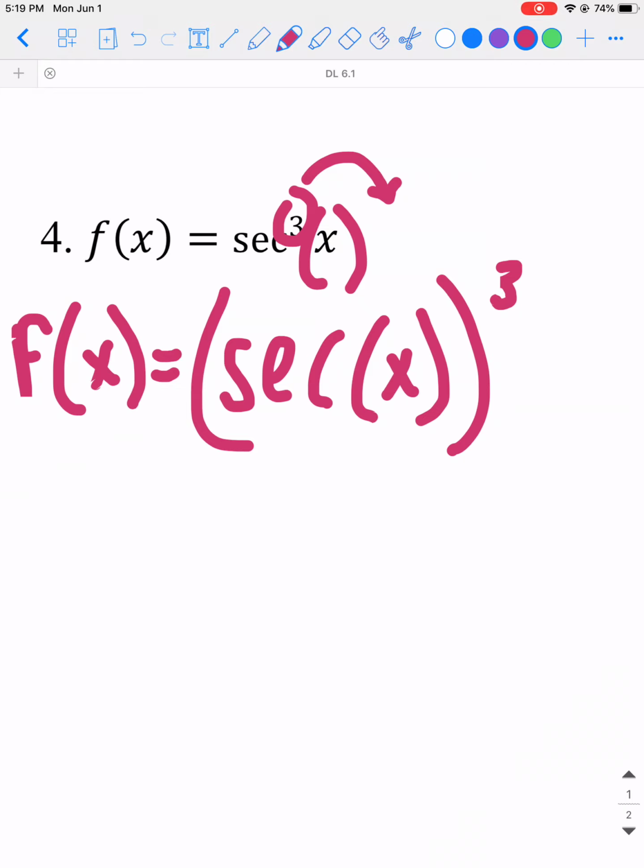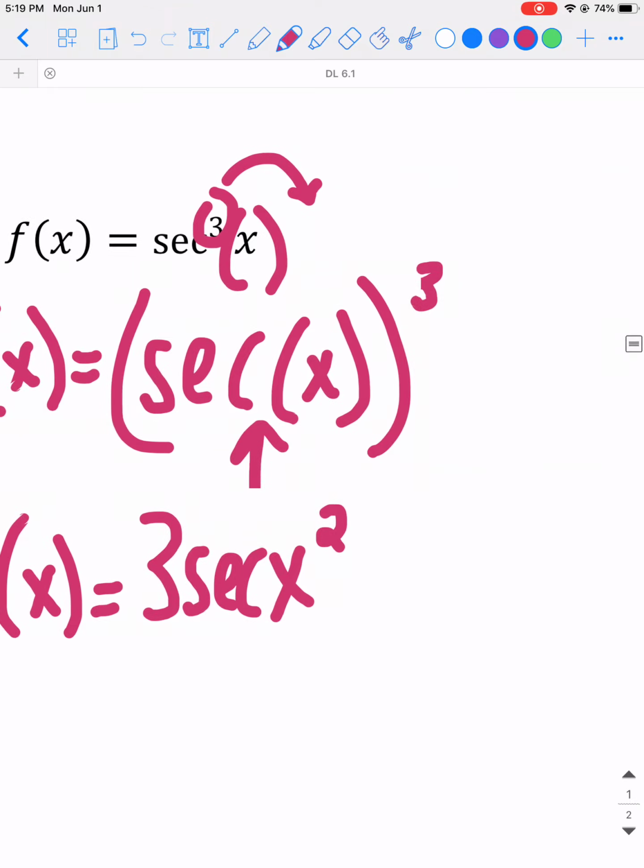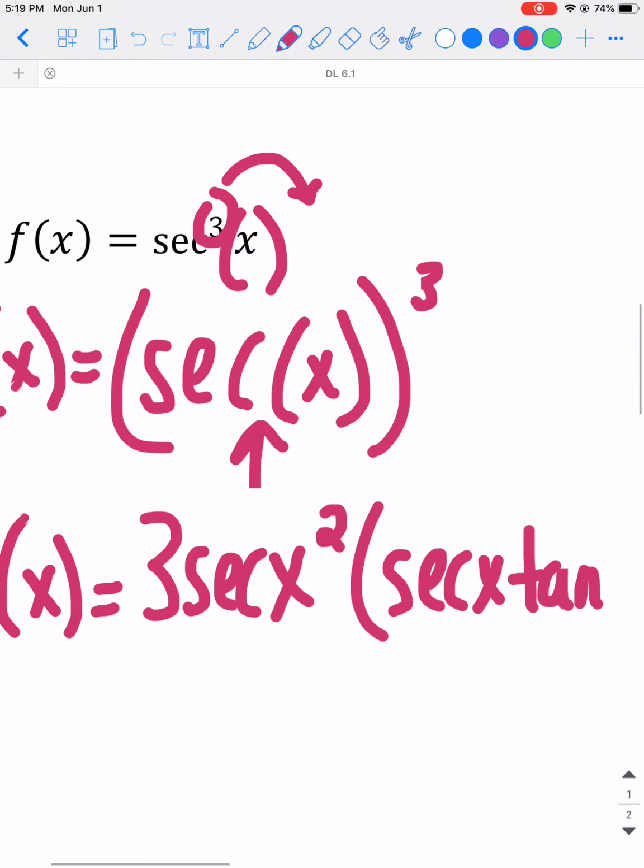Now this kind of makes it clear that I'm going to bring that 3 down to the front, and subtract 1 using the power rule. So my first step is going to change this to 3 secant of x squared, right? And then we know we also need to take a derivative of the inside. So the derivative of secant x is going to be secant x tangent x.